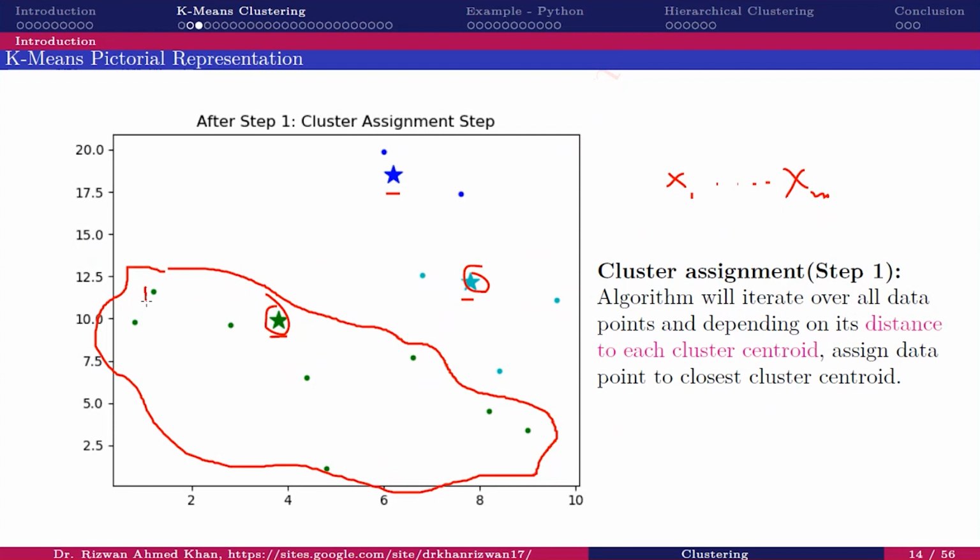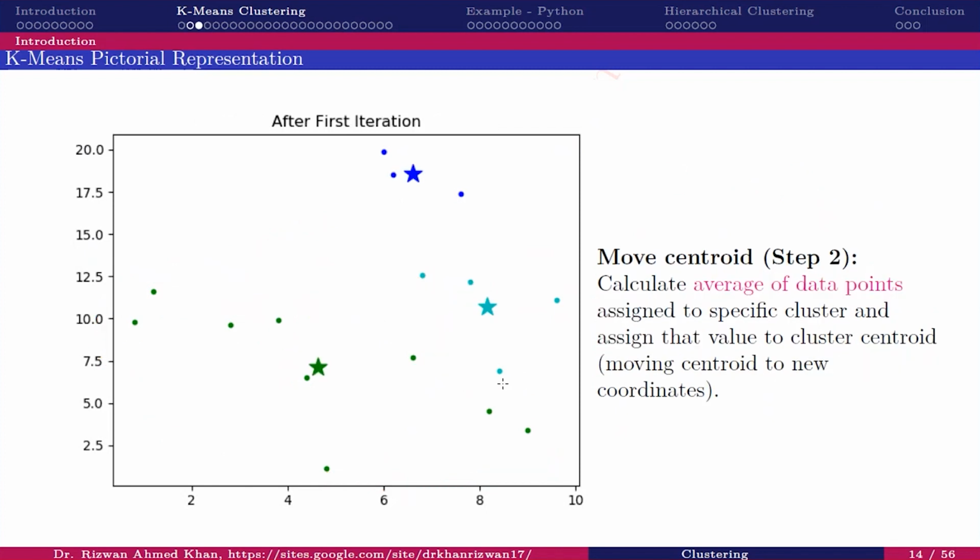If the algorithm is over here, it will find the distance to this centroid, to this centroid, and to this centroid, and it will find the minimum distance. In this case, this point is closest to the green centroid, so this point is assigned to the green cluster. This is the cluster assignment step. The algorithm will iterate over all the points, find the minimum distance to a cluster centroid, and assign each point to it. So this is the first step, called the cluster assignment step. The second step is move centroid.